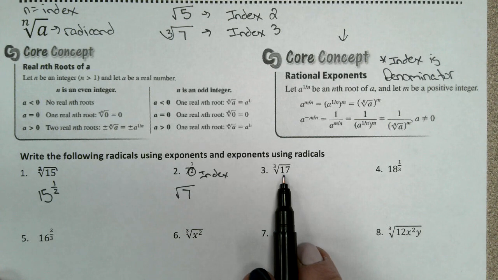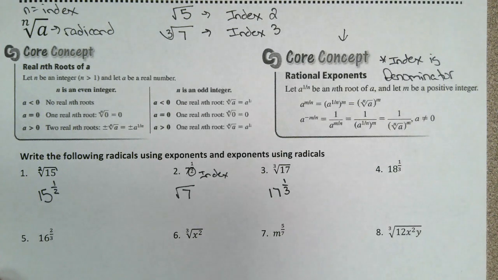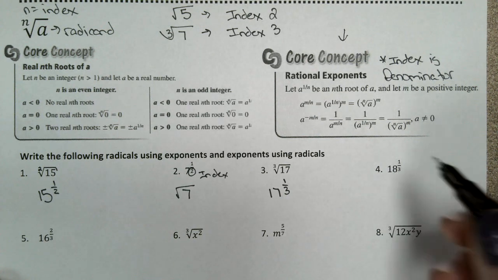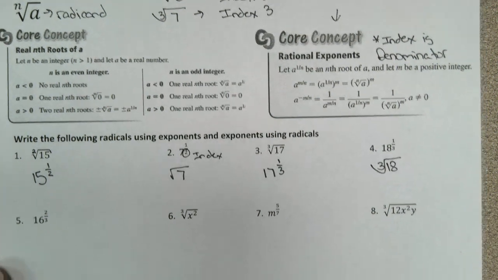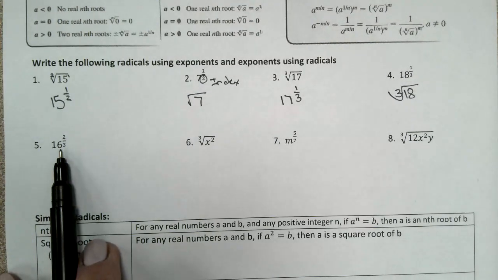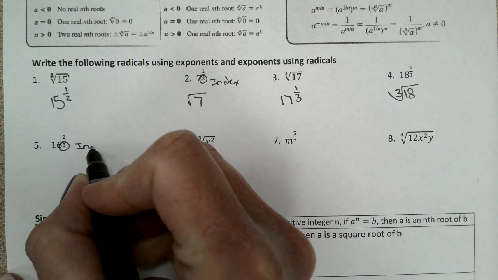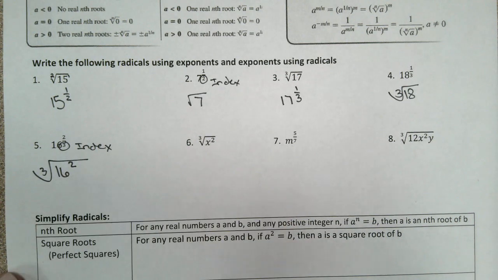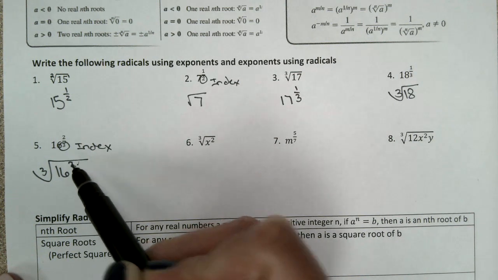This is the cube root of 17, so that is 17 to the 1/3 power. The index is the denominator. So 18 to the 1/3 power is the cube root of 18. I have 16 to the 2/3 power. The denominator is your index, so I have the cube root of 16 squared. This one has something other than a 1, so we are going to have to square it.